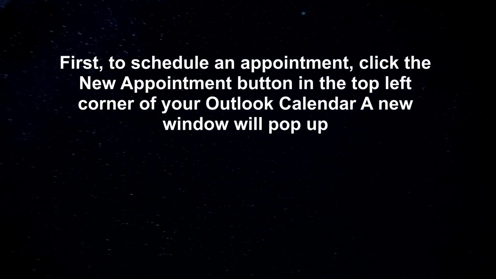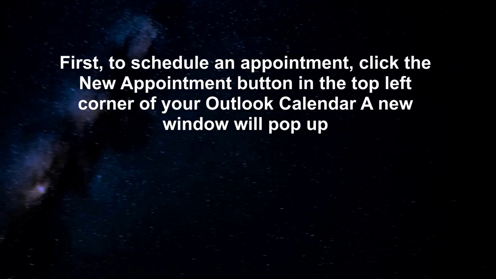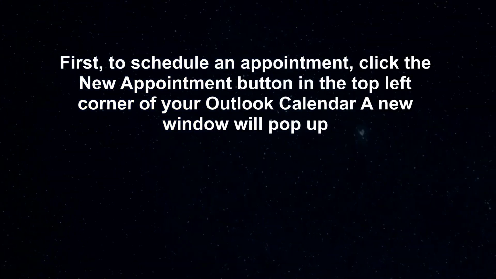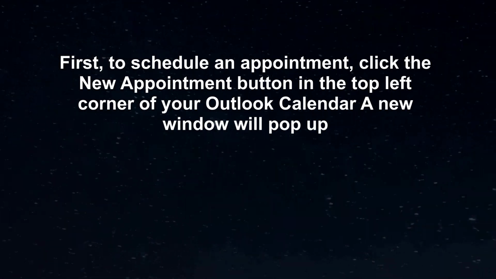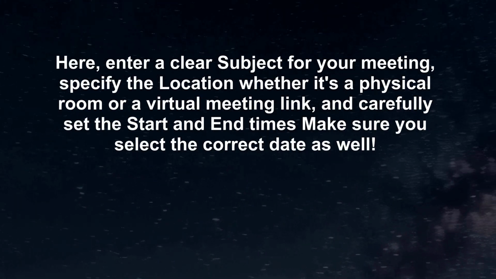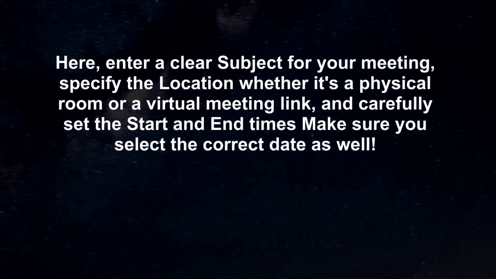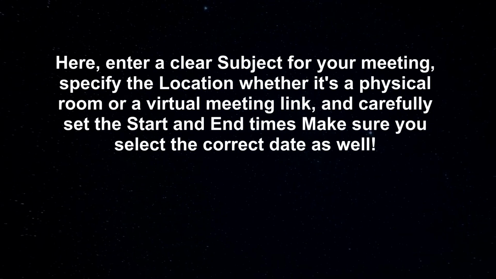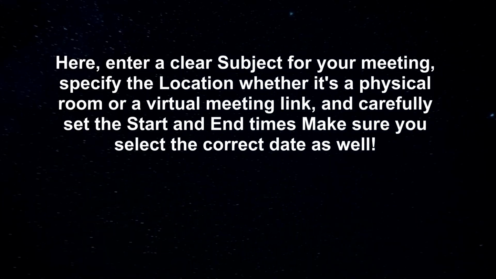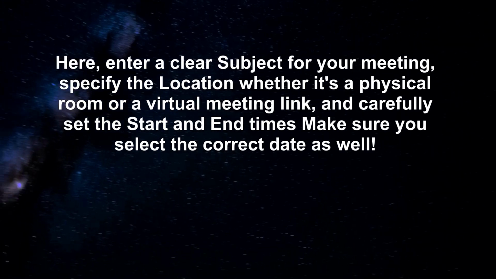First, to schedule an appointment, click the New Appointment button in the top left corner of your Outlook calendar. A new window will pop up. Here, enter a clear subject for your meeting, specify the location, whether it's a physical room or a virtual meeting link, and carefully set the start and end times. Make sure you select the correct date as well.